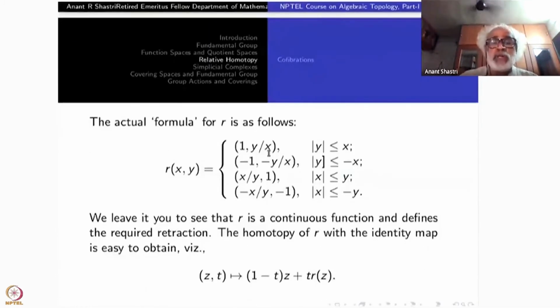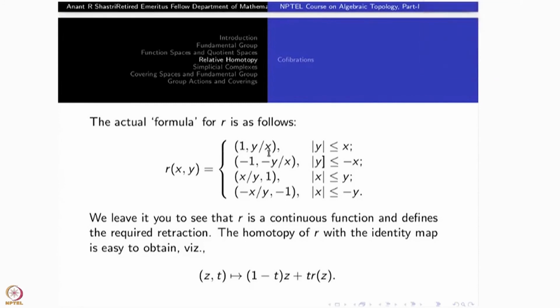So other things you can work out. Once you have written R, which is the retraction, the homotopy you can write down in a single formula. Namely, take the retraction and the identity and join them. That's all. Okay, writing the retraction itself will be truncated here. There is no one single formula like x by norm x.